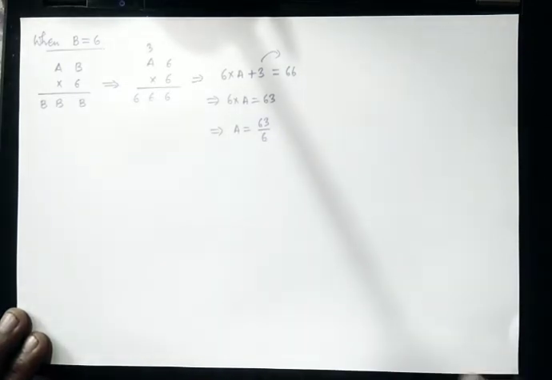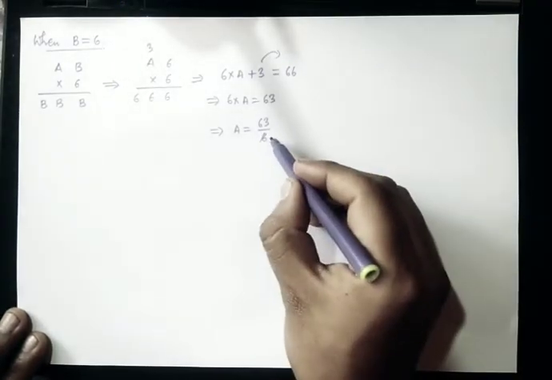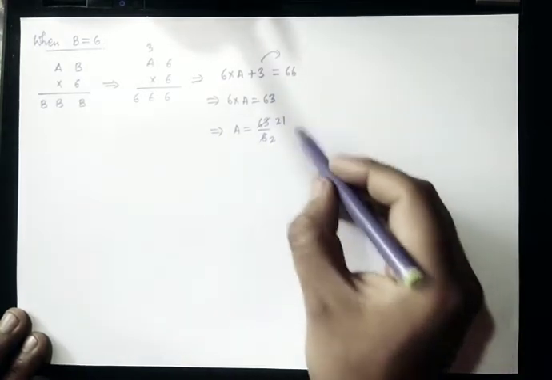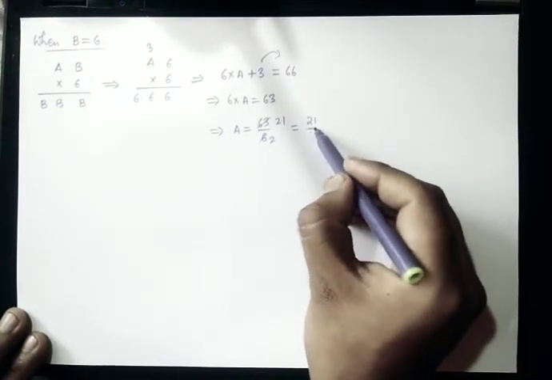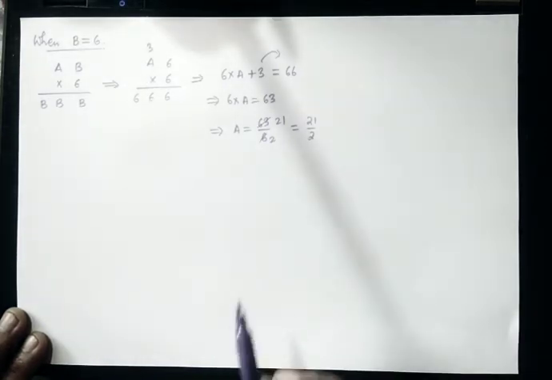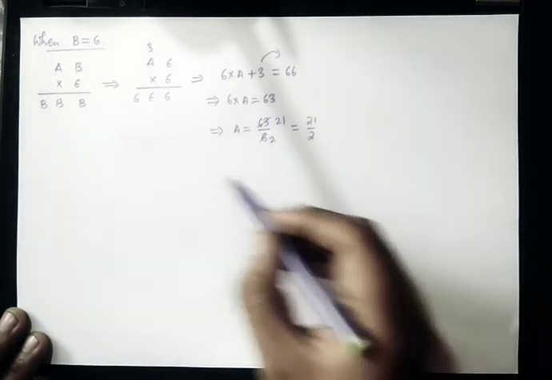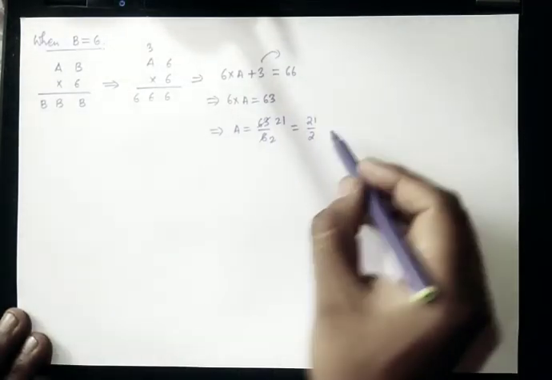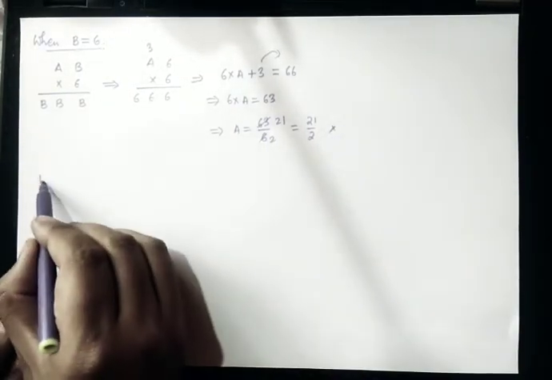Again we won't get a whole number in this case. So 3 into 21, right? So it is 21 by 2. So it is not a whole number. So that's why again we omit this case. That means B equals 6 cannot be my answer. Okay, now we'll go to the next case and the last case.